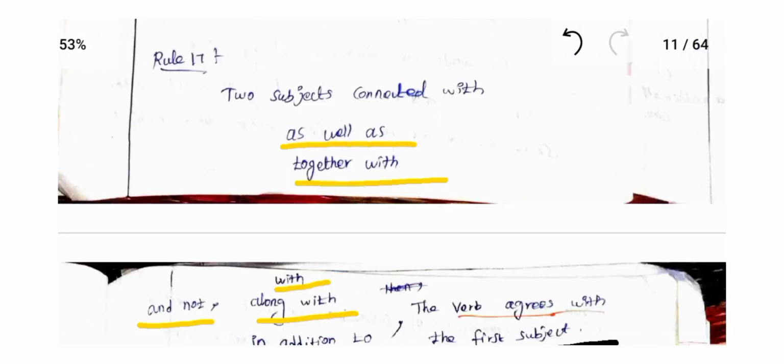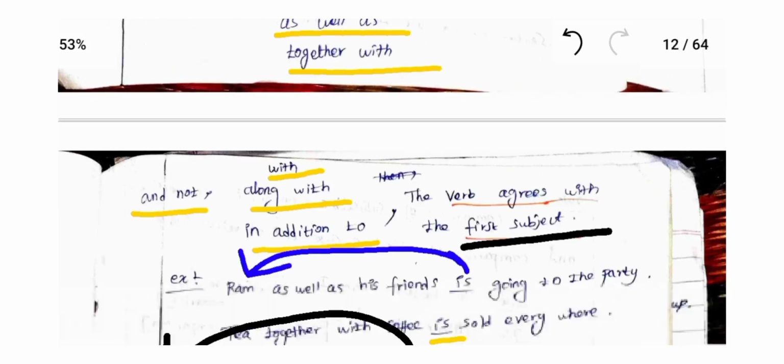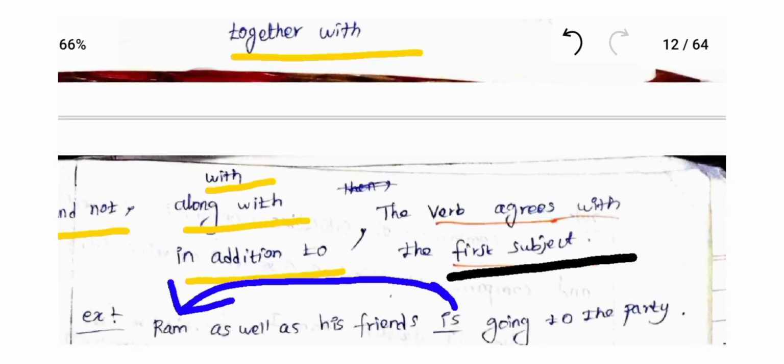Students, let me just recap this rule. As well as, together with, and not, with, along with, in addition to: these words agree with the first subject.